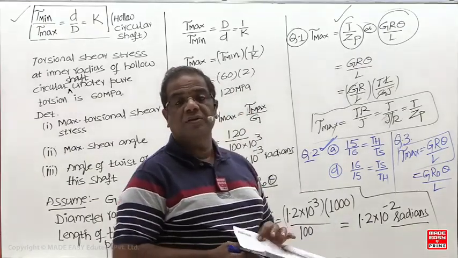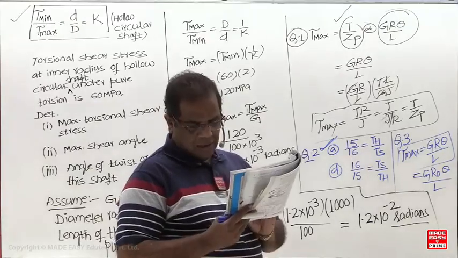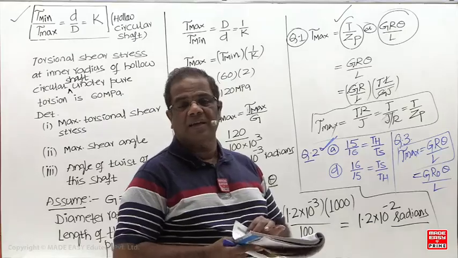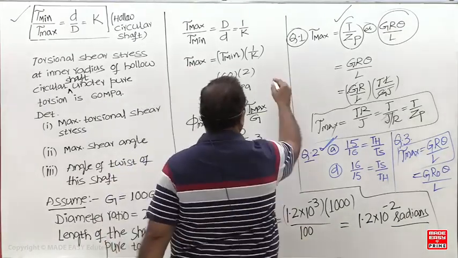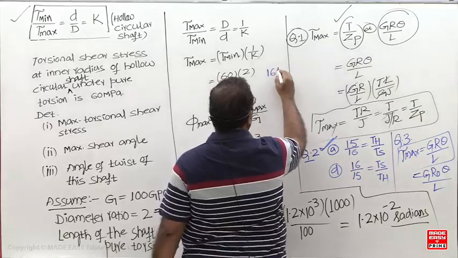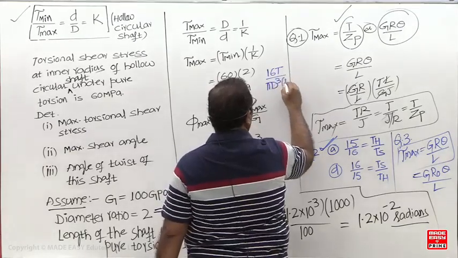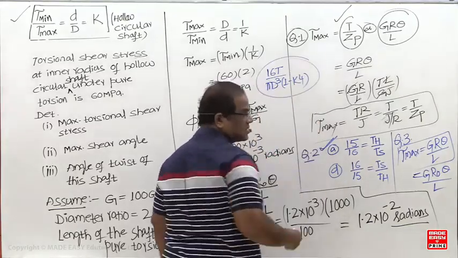Sixth question, first use the what now? Tau max equal to G r naught theta upon L. But in the question theta is not given, torque is given. Then what is the equation now? 32 TL by, first use the 16T by pi d cube into 1 minus k to the power of 4. This is the maximum shear stress.